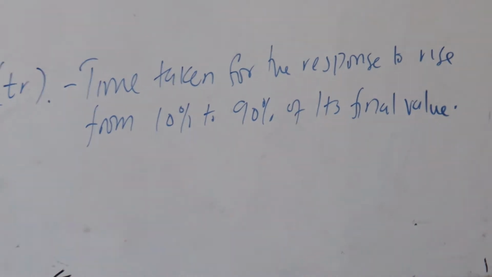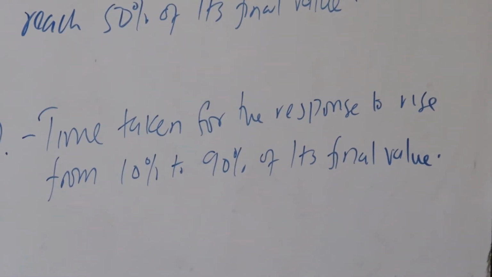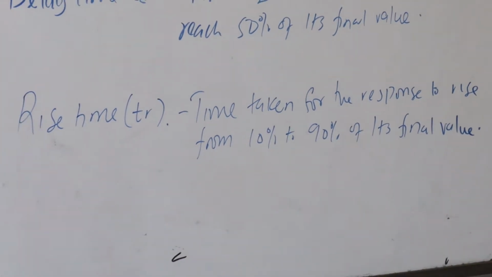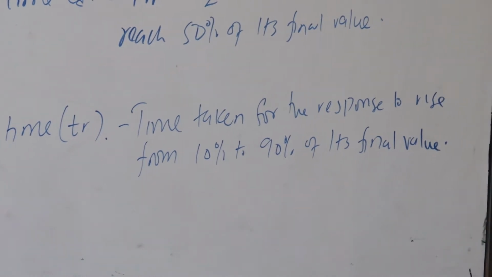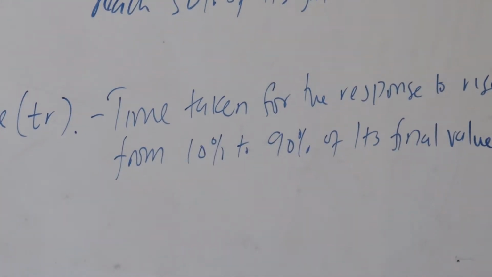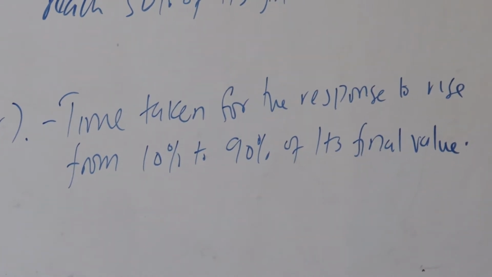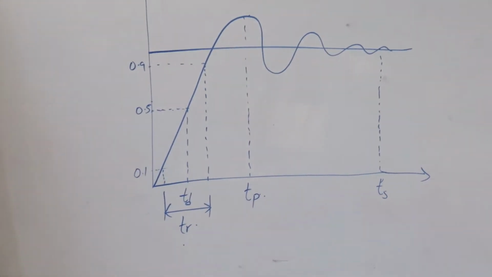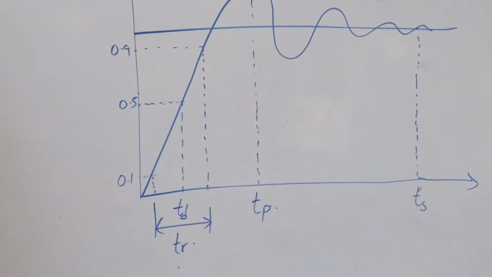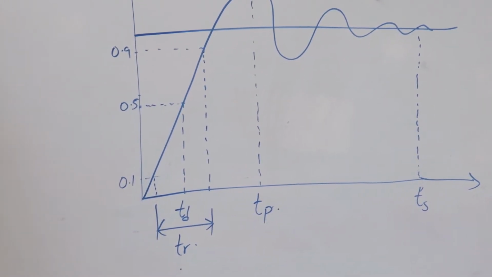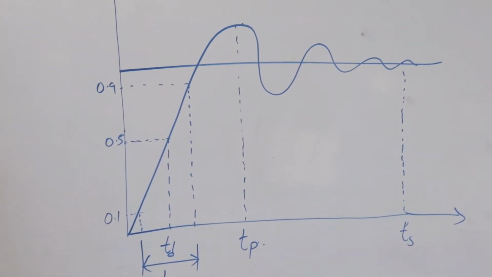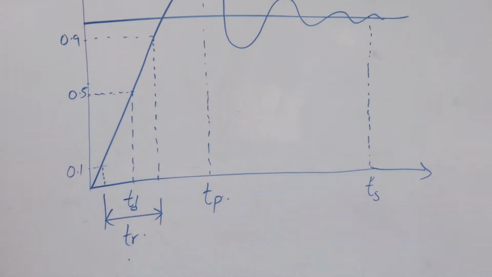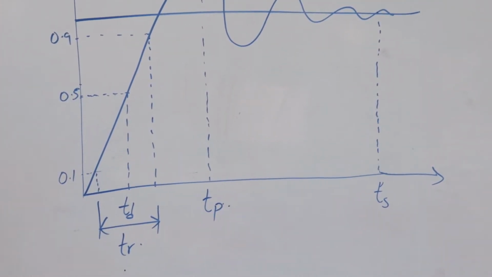In other cases, it can still be described as the time taken for the response to rise from 5% to 95% of its final value, or we can say that it is the time taken for the response to rise from 0 to 100%. So all those definitions can be used. But the most commonly used is the 10% to 90% of the final value. Even if you use 5% to 95% or 0 to 100% of the final value, all these are allowed. So that is the definition of the rise time.